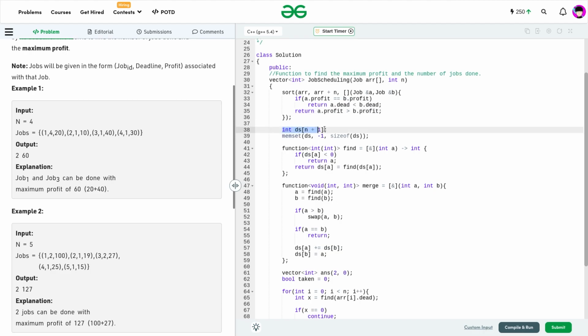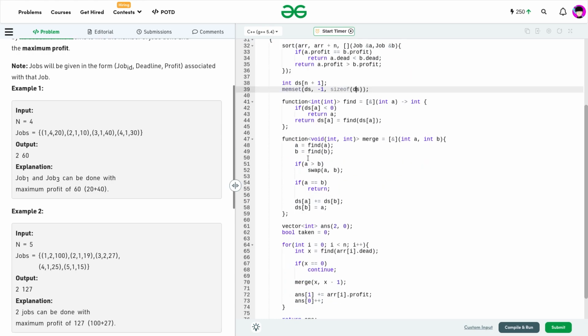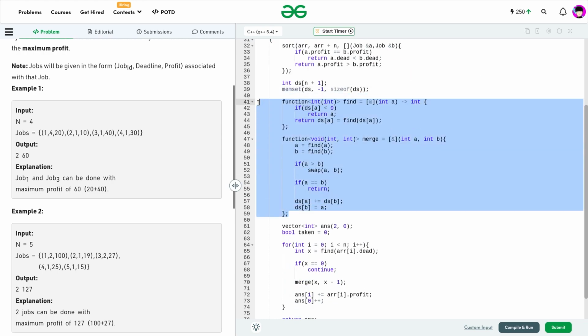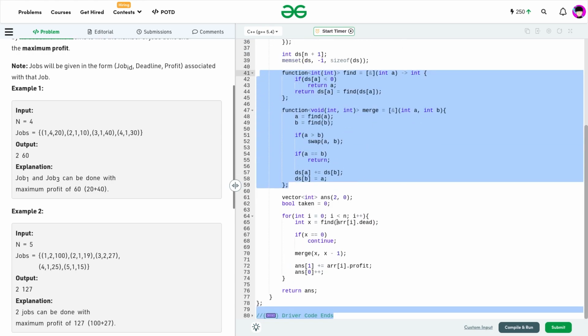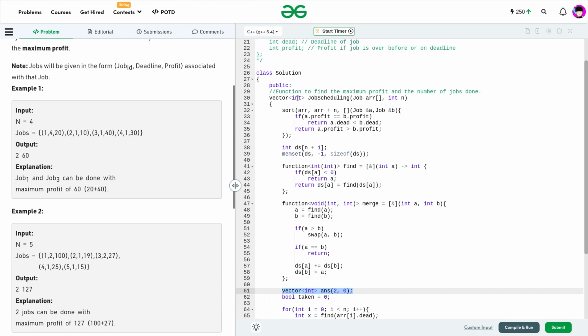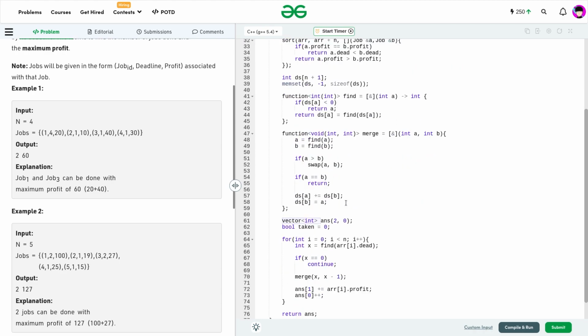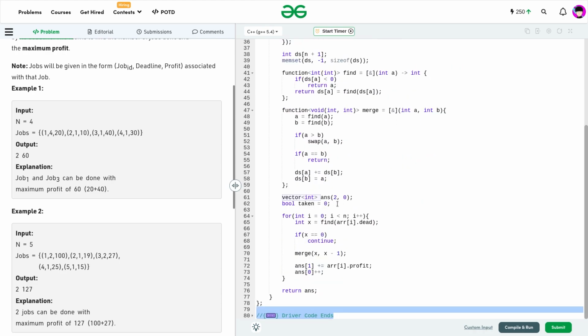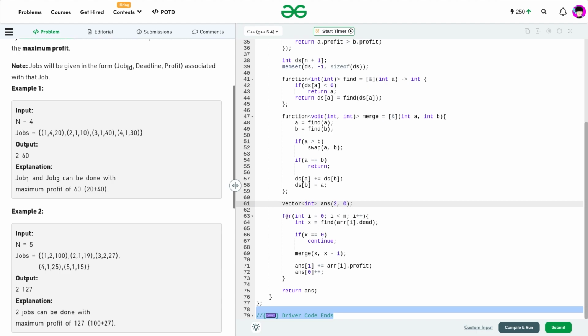Now I create a disjoint set of size n plus 1, and I initialize it with minus 1. So these are my two functions, find and merge, that I'll be using. But let us first discuss the logic part. I've created my vector of answer because we have to return a vector of integers, right? So it will return two values, all of them initialized to 0. I used this variable earlier, but now it is not required, so I can remove it.